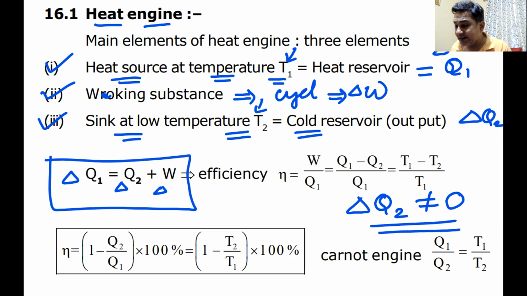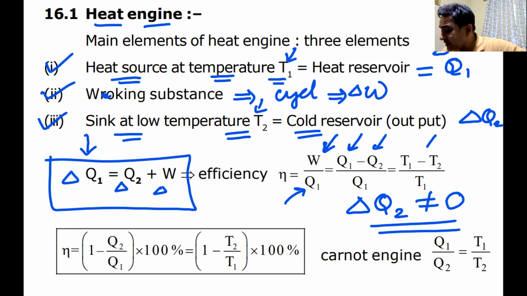Then we understand the efficiency of a heat engine. Efficiency of a heat engine is work output divided by heat input. So it is W, which is the work, divided by Q1, which is the heat. Work is Q1 minus Q2. From this equation, we have got this. That can be written as T1 minus T2 divided by T1.